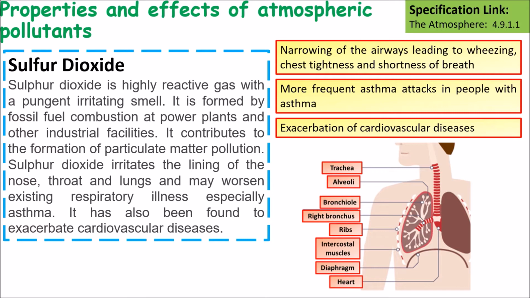So, sulfur dioxide is a highly reactive gas that is relatively irritating to the respiratory system when you breathe it in, right? So it contributes to the formation of particulate matter in pollution. Some of the main problems it can cause to breathing: it narrows the airways, leading to wheezing and tightness and shortness of breath. People who get asthma are more likely to get more frequent asthma attacks, and it causes cardiovascular diseases to become progressively worse.